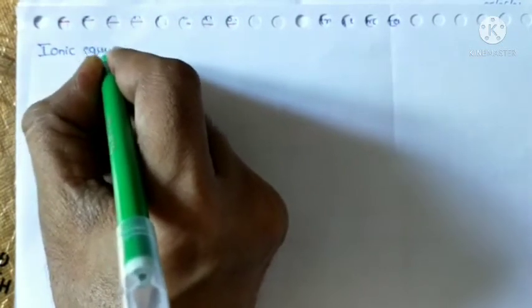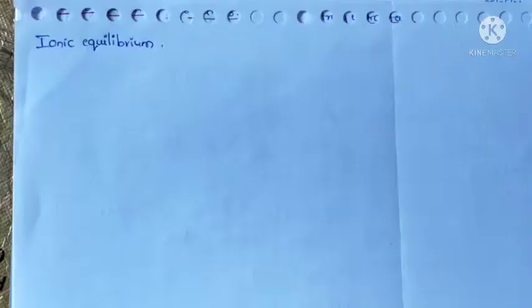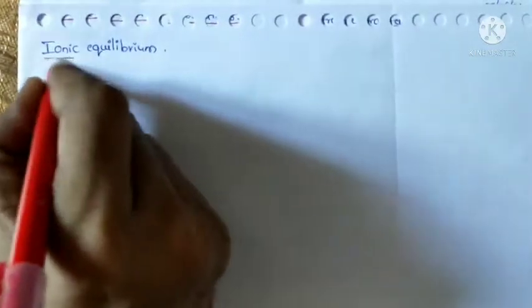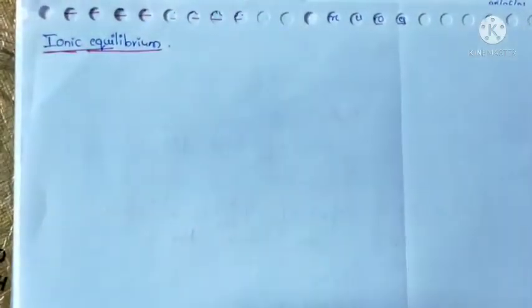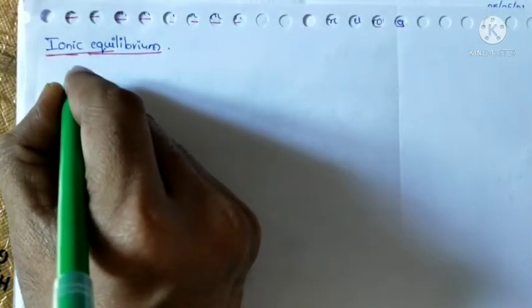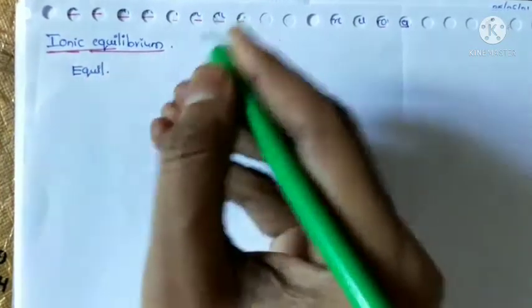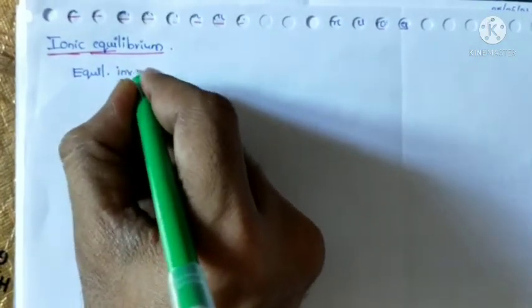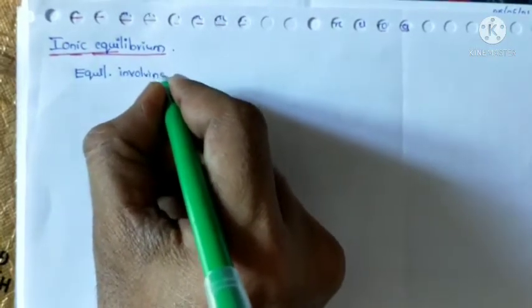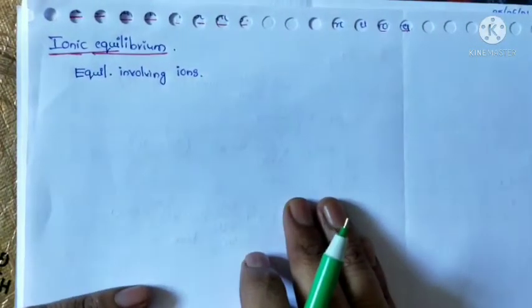Ionic equilibrium. So what is ionic equilibrium? Equilibrium involving ions. That is called ionic equilibrium.